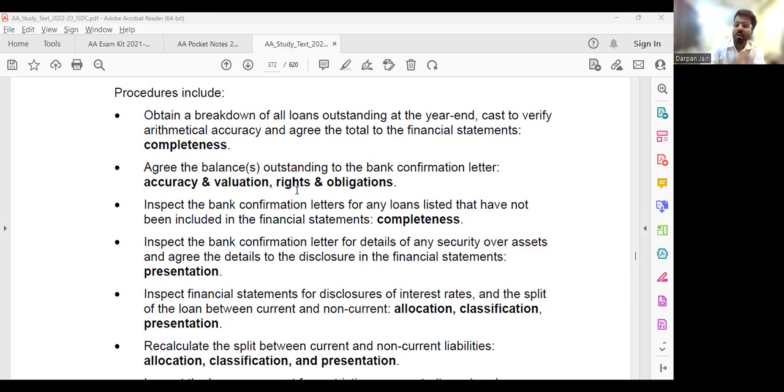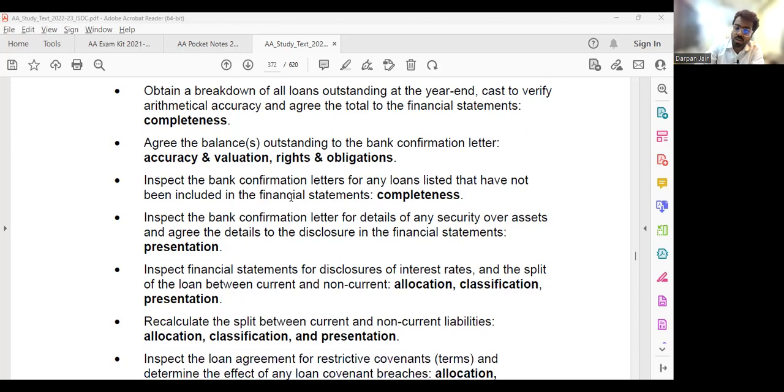So that particular asset which has been given as a mortgage will be listed down as a security in the bank confirmation letter. Okay. Next, inspect the financial statements for disclosure of interest rate and the split between current and non-current. I told you, right, that the long-term loan has to be divided between current and non-current. So inspect that split between non-current and current, whether that has happened or not.